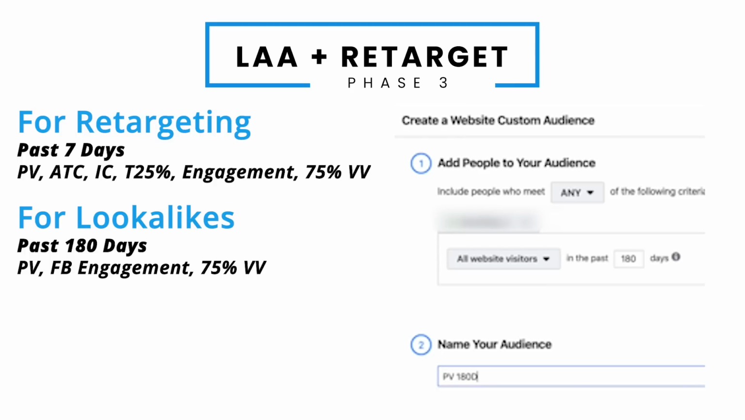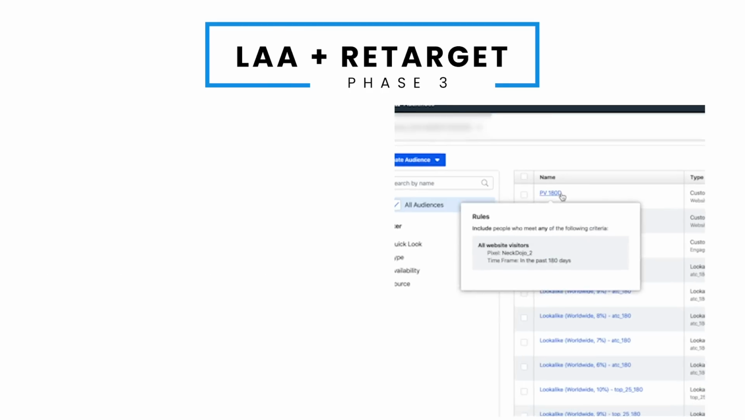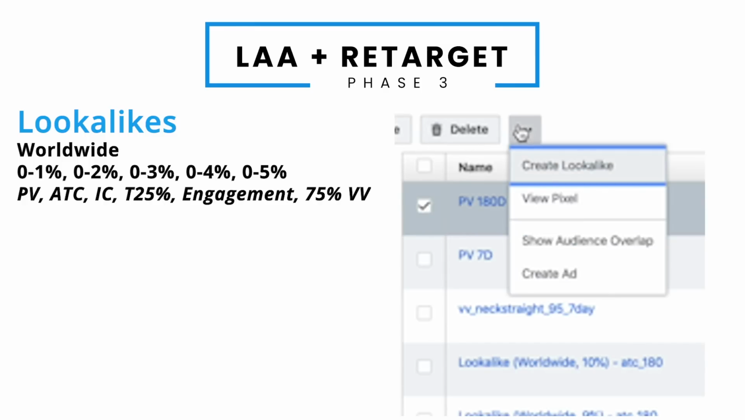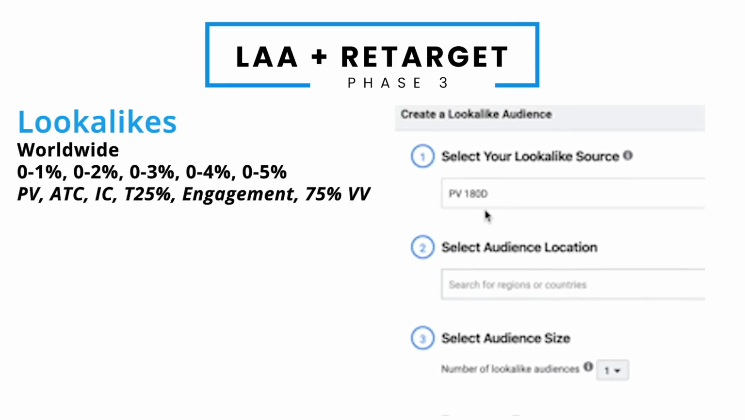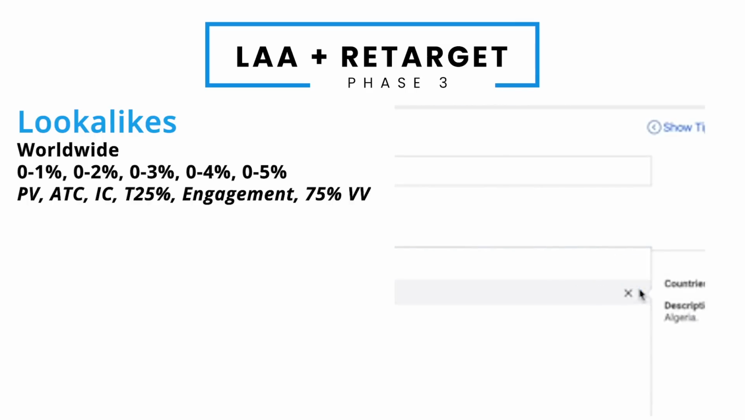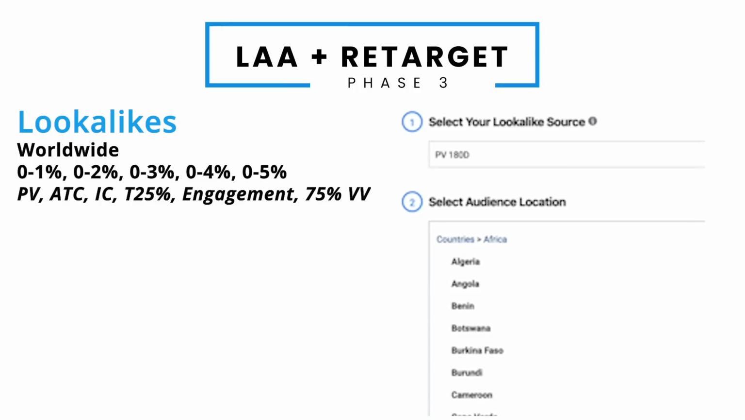So go ahead and make custom audiences from the past 180 days for page view, Facebook engagement, and 75% video viewers. Then, to create lookalike audiences from the custom audiences that you just made, select the custom audience that you want and click the 3 dots up top, and then select Create Lookalike. Now under Audience Location, select Browse and just click the checkbox to select all the countries at once. This will let you target specific countries within the ad set themselves, so that you don't have to make lookalikes for every location you want to target.